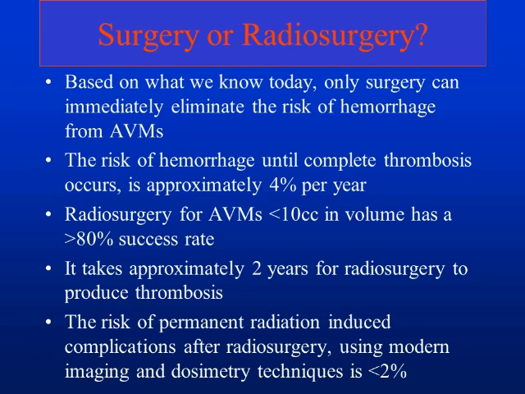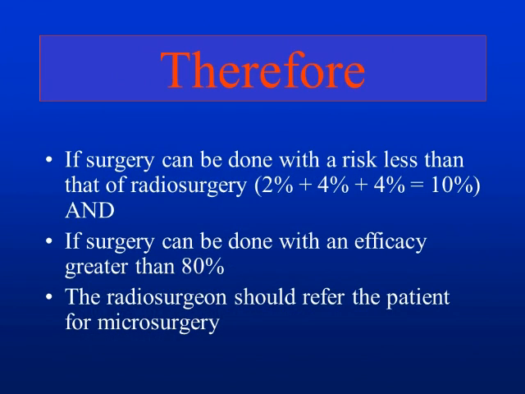Radiosurgery for AVMs less than 10 cc's has a greater than 80% cure rate. It takes approximately 2 years for radiosurgery to produce thrombosis and eliminate the risk of hemorrhage. And the risk of permanent radiation-induced complications is around 2%. So, if surgery can be done with a risk that is less than the risk of radiosurgery, so the risk of radiosurgery is the 2% risk of radiation damage, the 4% per year risk of bleeding for the 2 years it takes to produce thrombosis, that's 10%, okay?